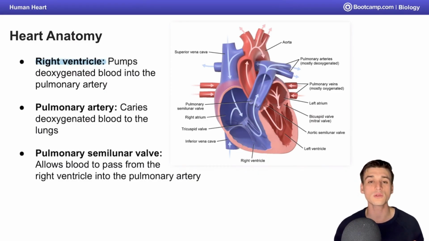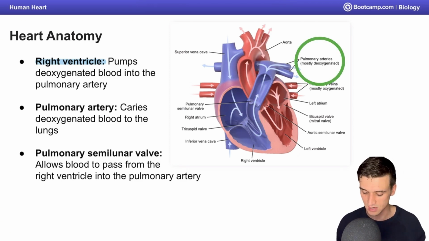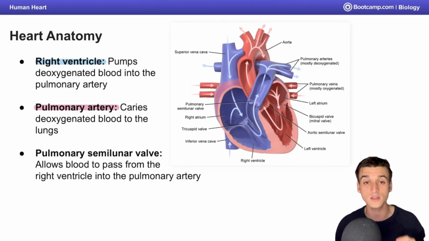Well, we talked a little bit earlier about how the goal of this right side of the heart is to take in deoxygenated blood from the body and ship it off to the lungs to regain some oxygen. In order to force the blood from the heart to the lungs, we're going to need a little bit of pressure, and that's where the right ventricle comes into play. The right ventricle is going to squeeze really hard and force that deoxygenated blood into the next structure we alluded to earlier called the pulmonary artery. And it's this pulmonary artery that is the actual vessel responsible for carrying deoxygenated blood to the lungs.